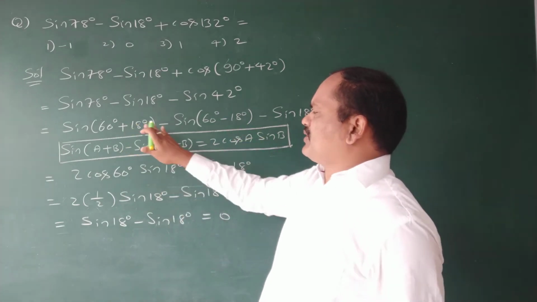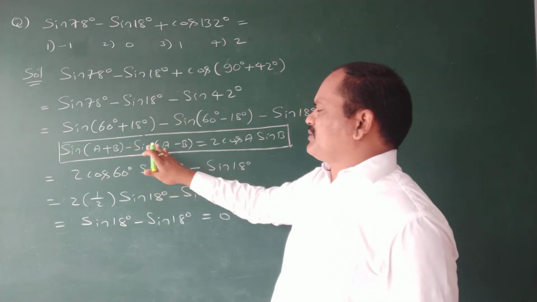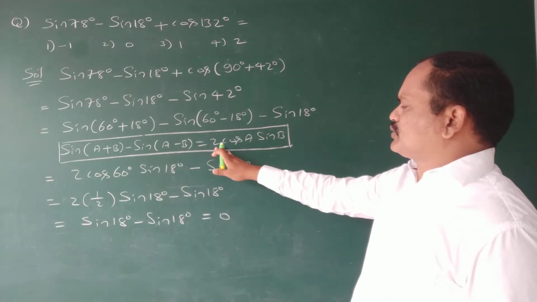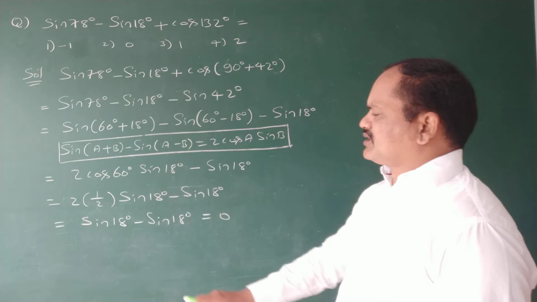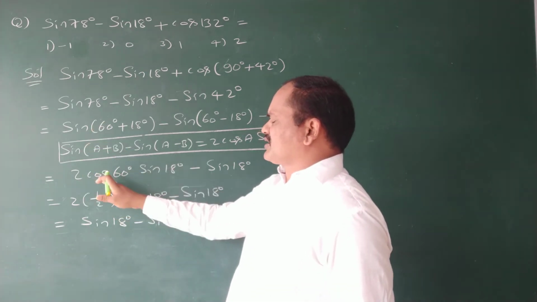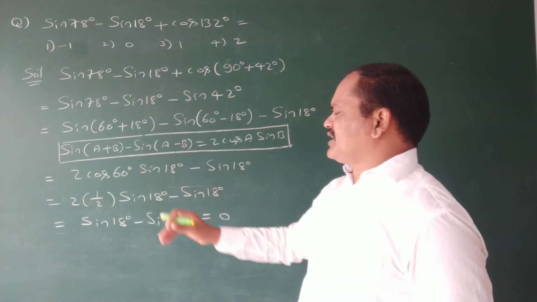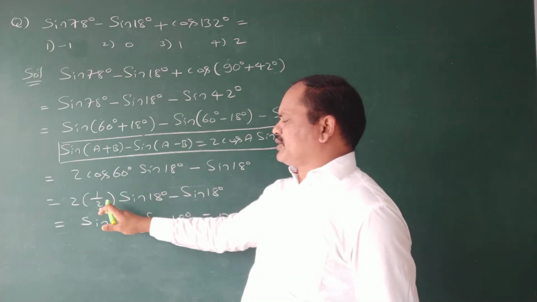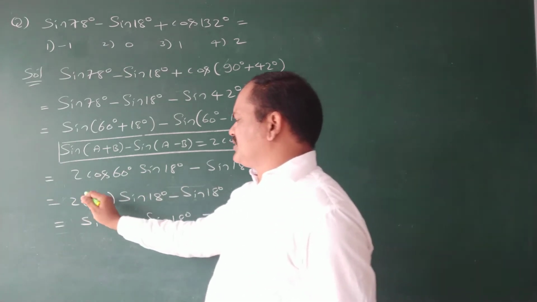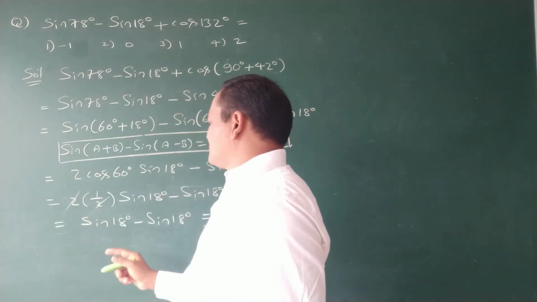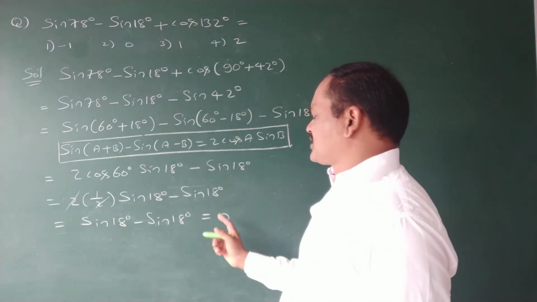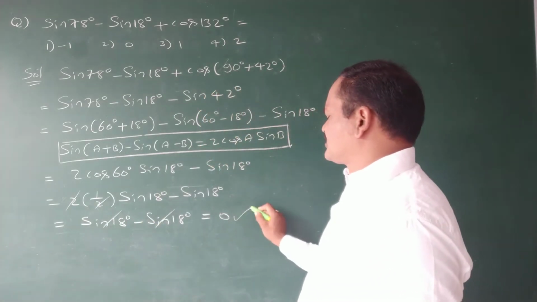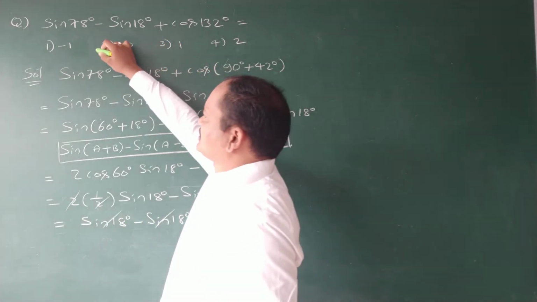Now this is in the form of sin(A plus B) minus sin(A minus B), which is nothing but 2 cos A sin B. That's why 2 times cos 60 sin 18, so minus sin 18 here. Cos 60 is 1 by 2. That's why the 2 gets cancelled here. Then sin 18 minus sin 18 gets cancelled. Answer is 0. That's why it is the second option.